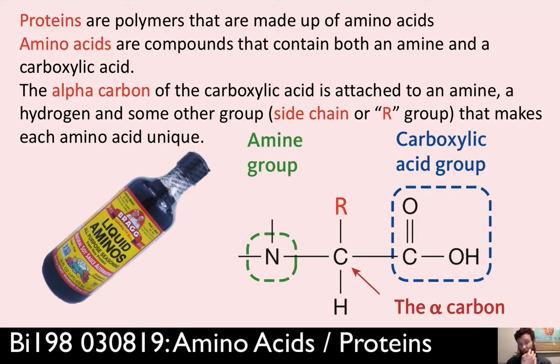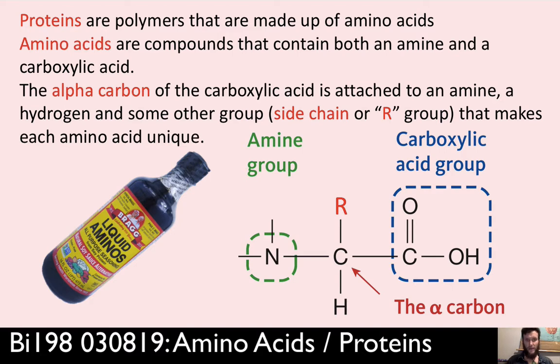So what is a protein? A protein is a polymer. We've been saying that these biopolymers, proteins are one of them. What is a polymer? A polymer is a large molecule or a macromolecule made up of many repeating subunits of smaller molecules, smaller what are called residues. And for proteins in particular, these subunits are called amino acids.